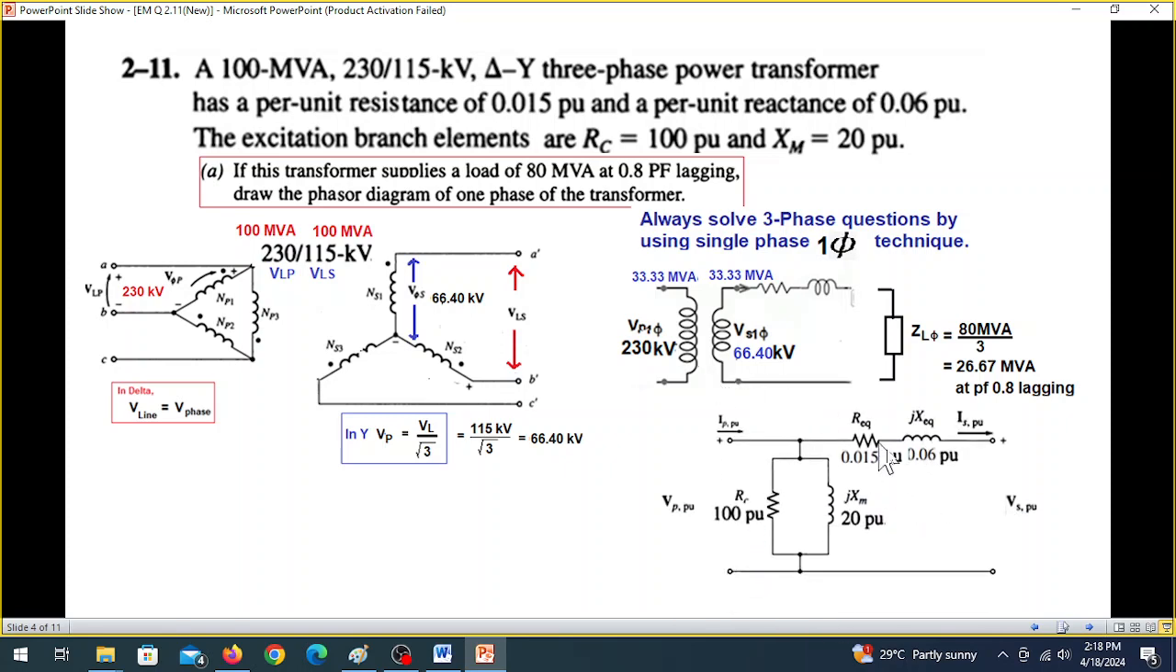And then we can go for the equivalent circuit diagram, and we'll plug in the values. Now, what value of per unit resistance? 0.15. So this is 0.15 pu. Reactance 0.06 pu. And the excitation branch RC is 100 pu and XM is 20 pu. So this is our single phase equivalent circuit.